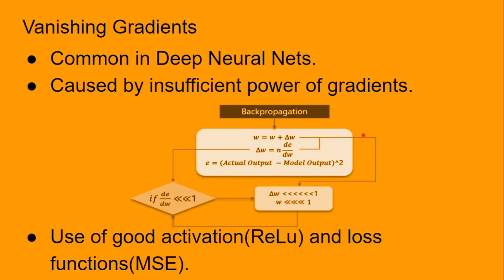This problem can be solved by using good activation functions like ReLU, which stands for rectified linear unit, at every layer of the neural network. These activation functions have the capability to generate large gradients, hence avoiding the diminishing of gradients. Good loss functions might also help, like the mean square error.